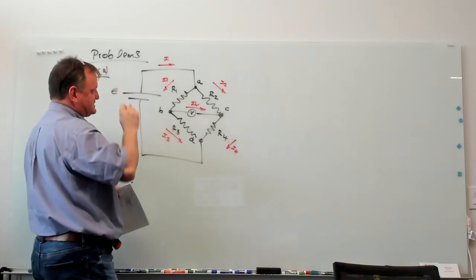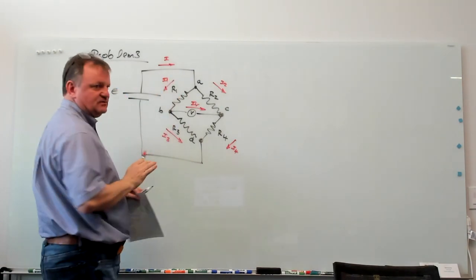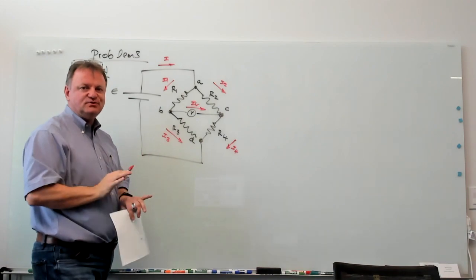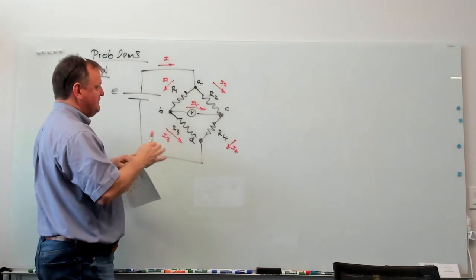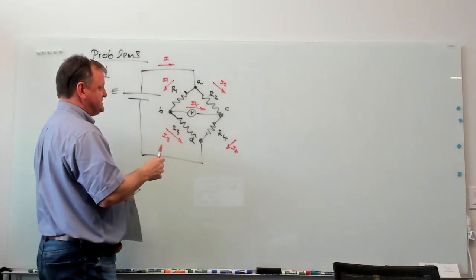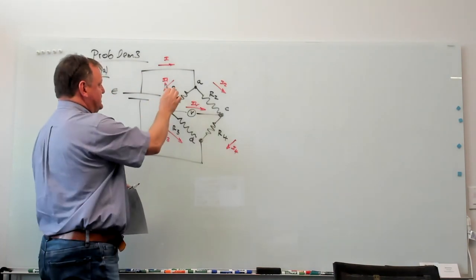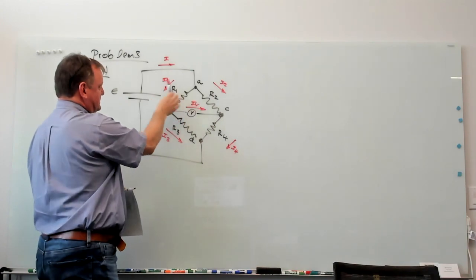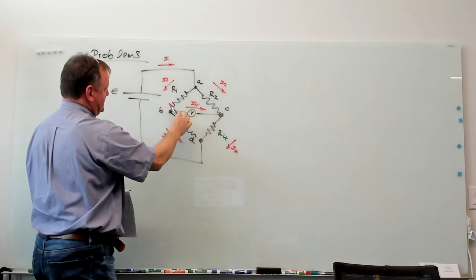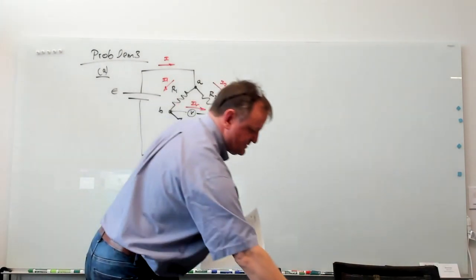And somebody asked me yesterday about the assumed current direction. It's completely up to you to assume certain current directions. If you assume a current direction which is in fact not the proper direction, then you would get a minus sign telling you that the current is actually not flowing like this here from A to B, but for example in the opposite direction.